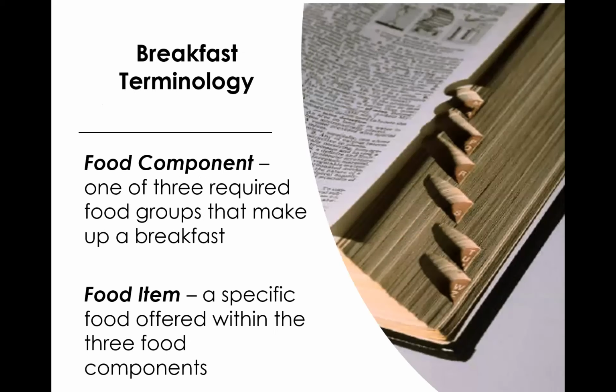I also want to talk about and review some breakfast terminology because the terminology for breakfast is a little different than lunch. Breakfast menus are based on required meal components, but recognized as food items on the tray when determining a reimbursable breakfast. Again, a food component is one of 3 required food groups: grain, fruit, and milk. A food item is a specific food offered with one of 3 components. So for example, 4 ounces of juice and 1/2 cup of pears. These are the same component, but they are 2 items.